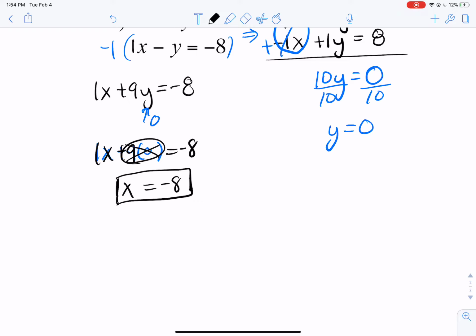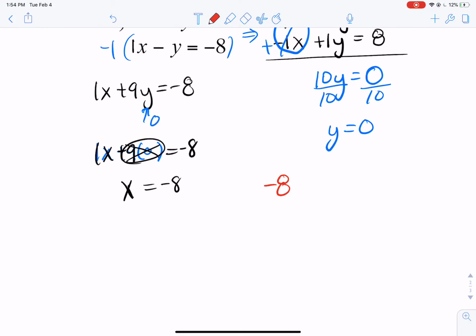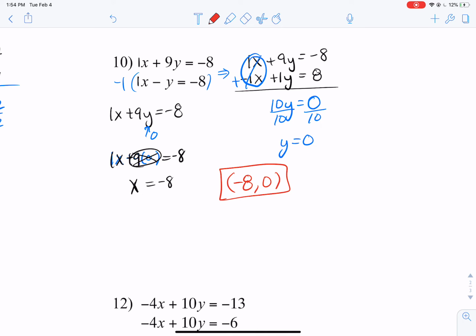So the solution here, let me just write that x is equal to negative 8. So your solution here is that x is negative 8. The y value is 0. So the two lines are going to intersect at that point, at negative 8, 0. Which again does not mean that there's no solution. They just intersect at negative 8, 0, which is located on that point right there.